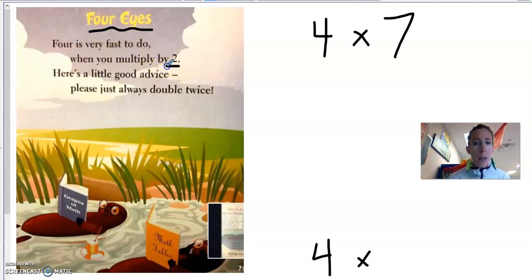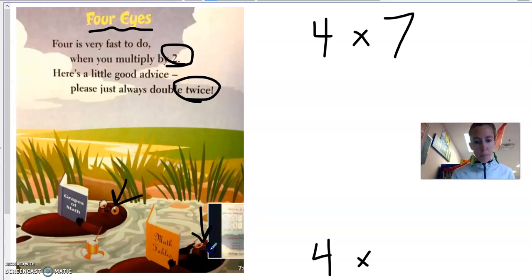4 is very fast to do when you multiply by 2. By 2? Let's see what it means. Here's a little good advice. Please, just always double twice. Oh, so you're not just doubling once, you're doubling twice. And we kind of see that here. His eyes, right? 2 of them. And then we have his other ones covered up here. But we have 2 of them. So let's check this out.